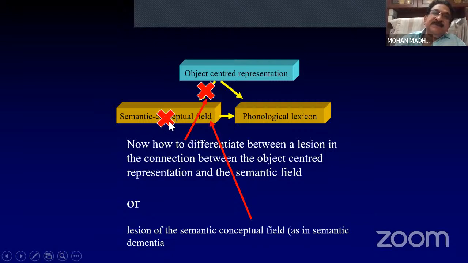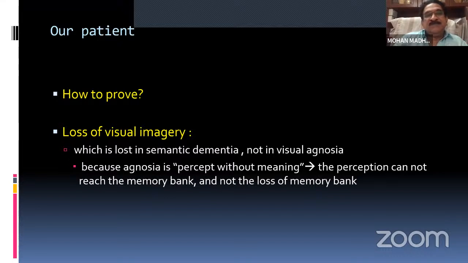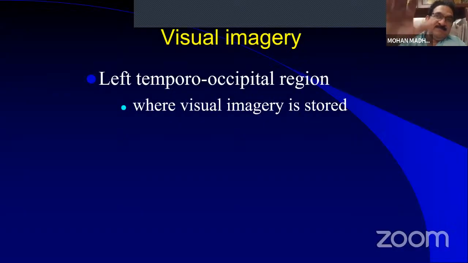Here, what is happening? Semantic loss means it is lost from his brain forever. Whereas if this path is affected, whatever you see, that input is not reaching the memory, but that memory is there. This is what differentiates them: the loss of visual imagery, which is lost in semantic dementia but not in visual agnosia, because the memory is intact. We can dream about things. Agnosia is basically a percept without meaning. The perception cannot reach the memory bank, but the memory bank is not lost. He knows that the object is there in his memory. You can ask him what is the color of a banana, and he will tell.